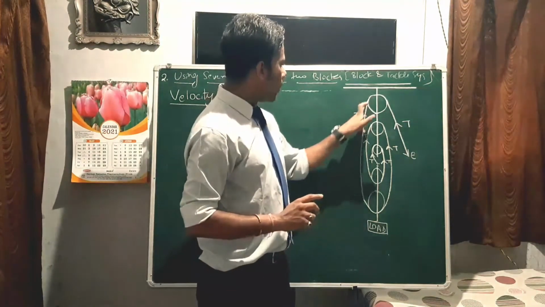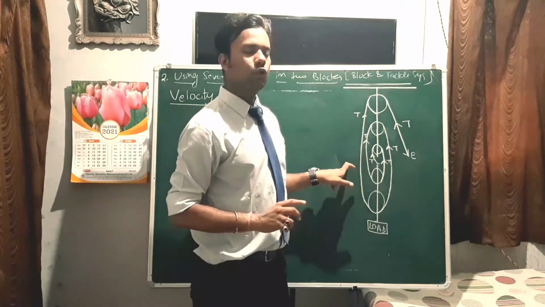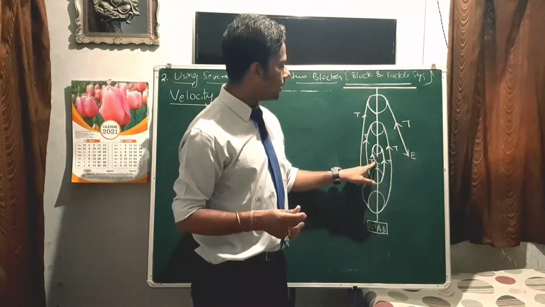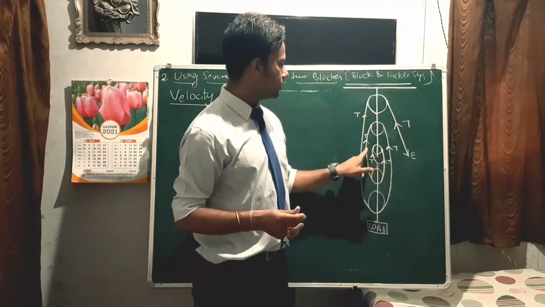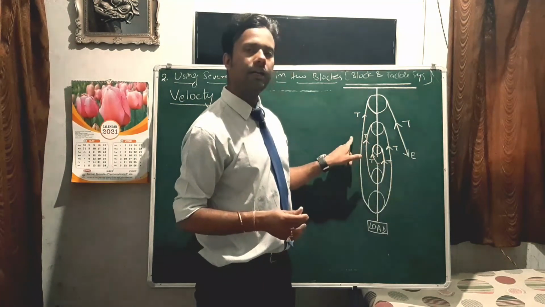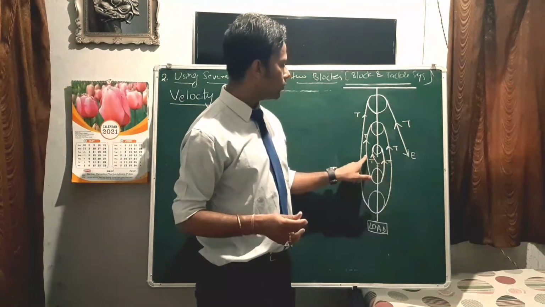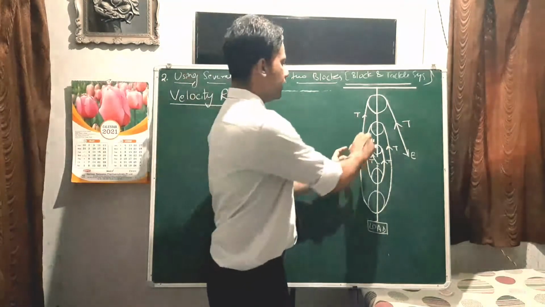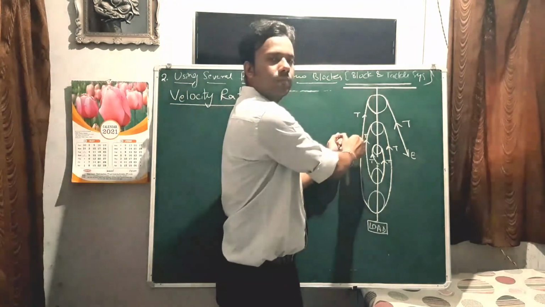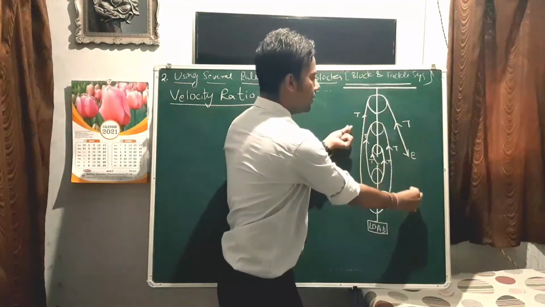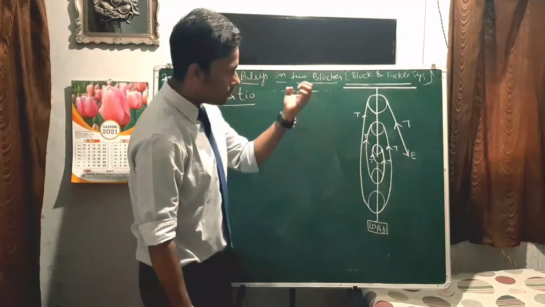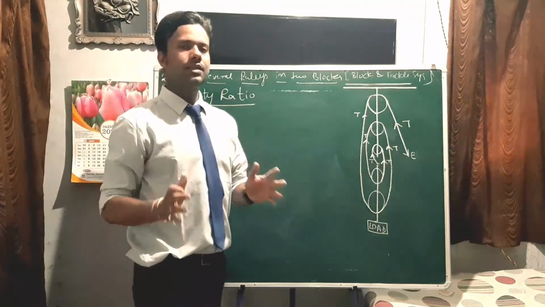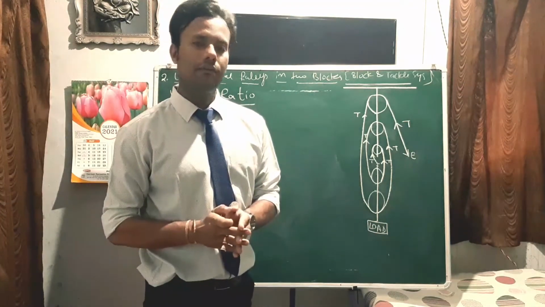So the outer string will loosen by how much distance? It will be loosened by d plus d, d, d, and d. That means 1, 2, 3, 4, 5, 5d. Hence, here the string will be loosened by the distance 5d, and from here we can pull this effort downward, and that will be the distance traveled by the effort, that will be 5d.